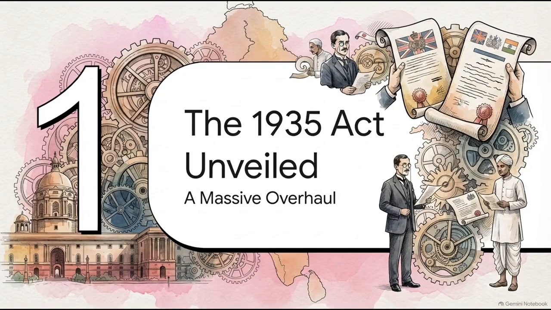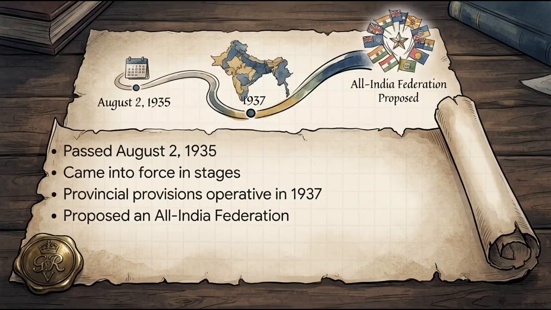The 1935 Act unveiled, a truly massive overhaul. You know, the sheer ambition of this act was just staggering. It was enacted on August 2nd, 1935, and honestly, it was so huge it had to be rolled out in stages. The provincial provisions finally kicked in by 1937, but the boldest proposal of all, that was creating an all-India federation. The grand idea was to bring British Indian provinces and the semi-autonomous princely states under one unified central umbrella.